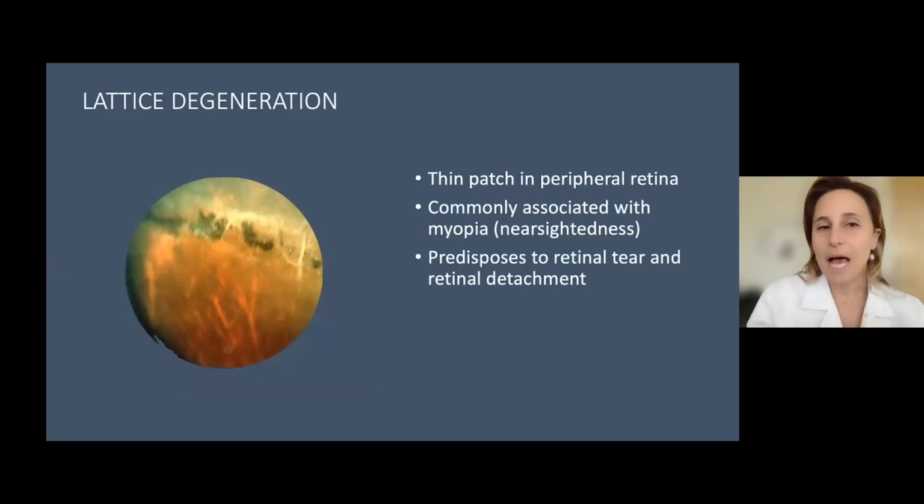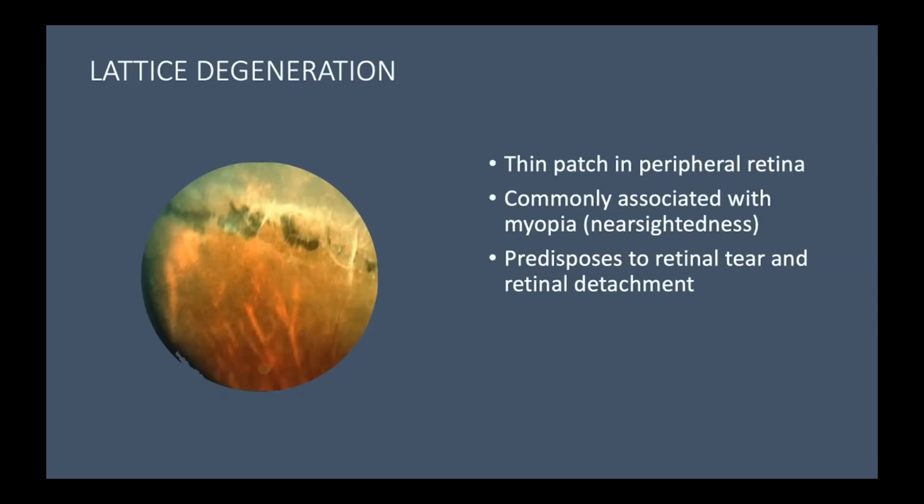I mentioned lattice degeneration is a risk factor for a retinal tear. Lattice degeneration is when there are thin patches in the peripheral retina, and it's so named because there's a lattice-like white lines over these patches, and there can also be areas of hyperpigmentation within the lattice. Lattice is more commonly seen in patients with myopia, and it predisposes to retinal tears and detachments.